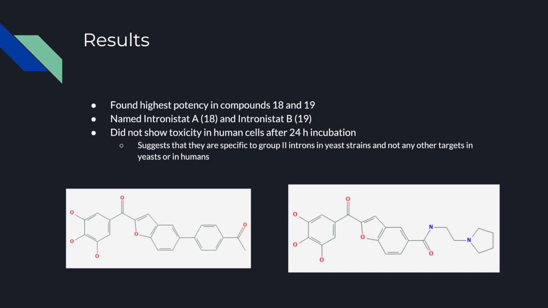Testing these drugs on human cells, they found that there was no toxicity and no effect in general after a 24-hour incubation. This means that the compounds are highly specific to group 2 introns in particular. Even though this means that these drugs cannot be used for humans, it shows that compounds like these can be found and will show high specificity to targeted human RNA structures.